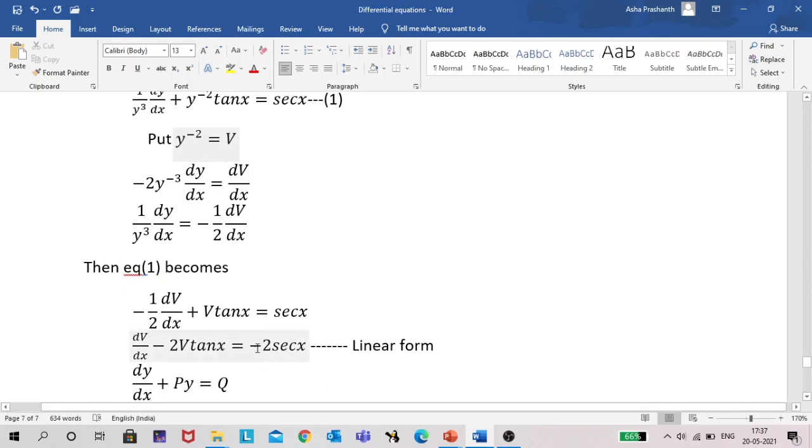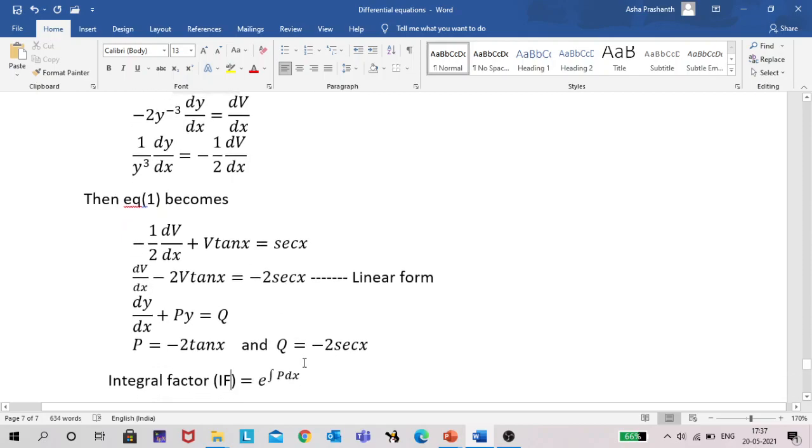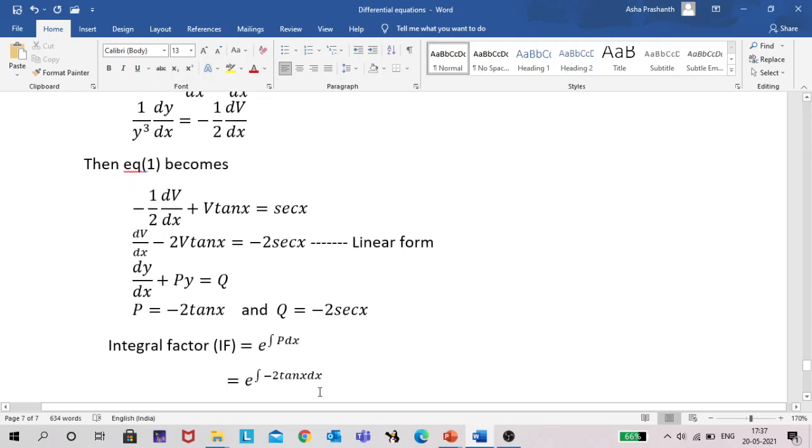You can compare this. Then what is the value of p here? P is equal to minus 2 tan x and q is equal to minus 2 secant x. Then as usual you find out the integral factor. So integral factor is equal to e to the power of integration of p into dx, where p is minus 2 tan x, so e to the power of integration of minus 2 tan x dx.